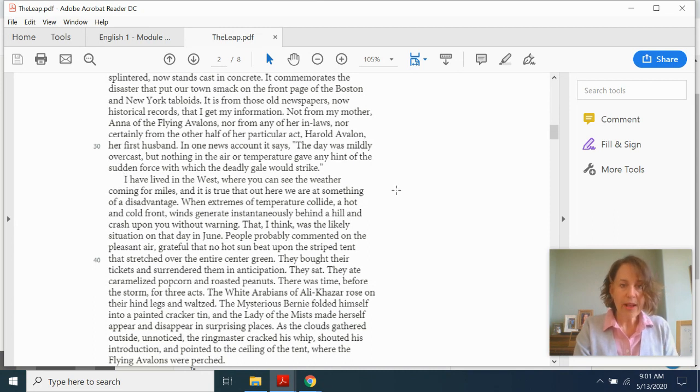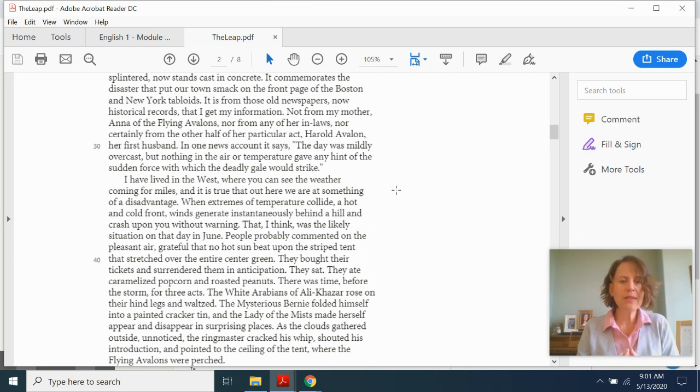I have lived in the West where you can see the weather coming for miles, and it's true that out here we are at something of a disadvantage. When extremes of temperatures collide, a hot and cold front, winds generate instantaneously behind a hill and crash upon you without warning. That, I think, was the likely situation on that day in June.